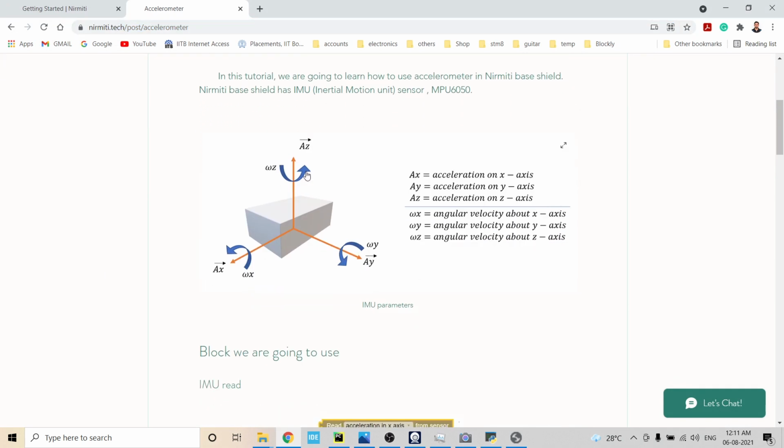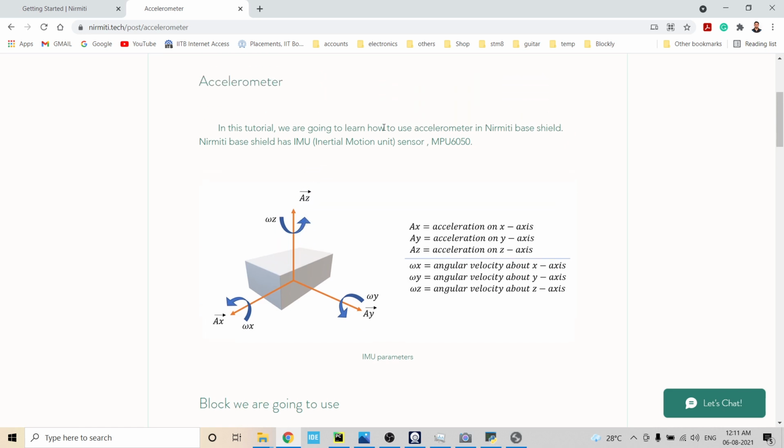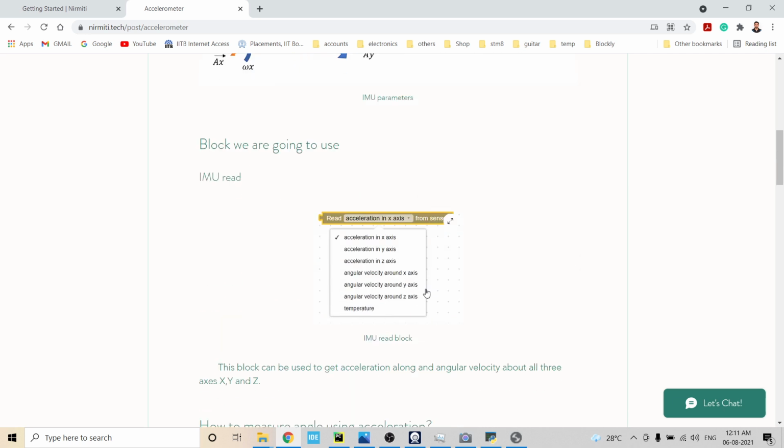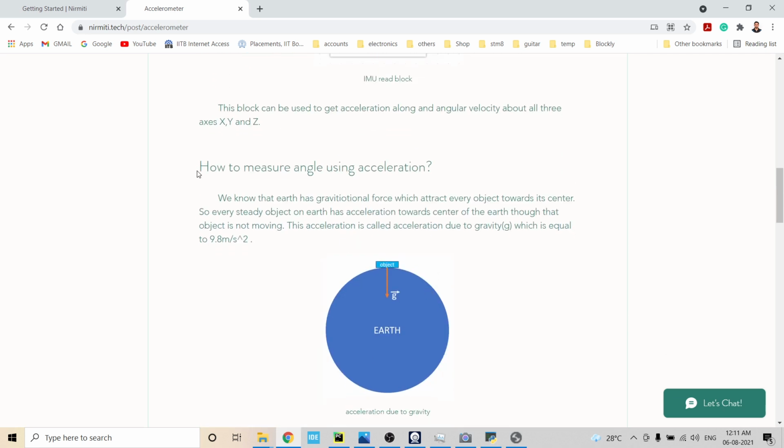On the Nirmiti shield there is an IMU. It gives us acceleration in three axes, x, y, and z, and then angular velocity about x, y, and z axis. Also it gives temperature. So we will see how to measure angle using acceleration.